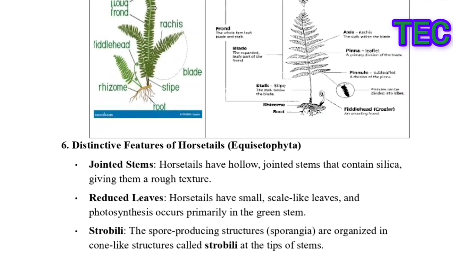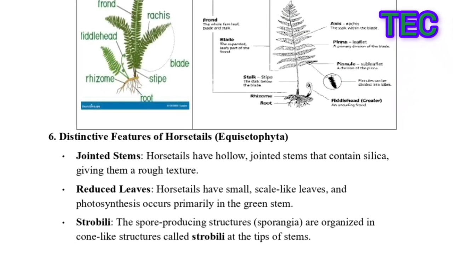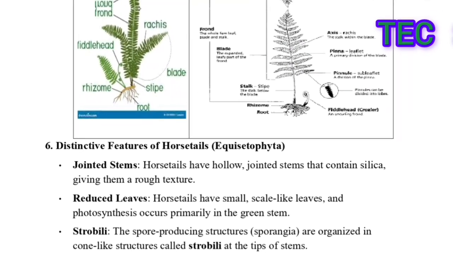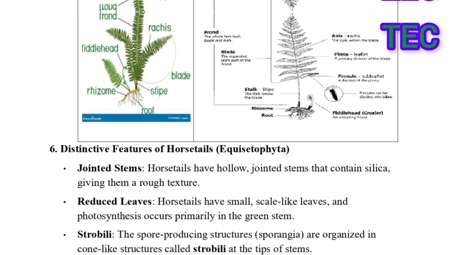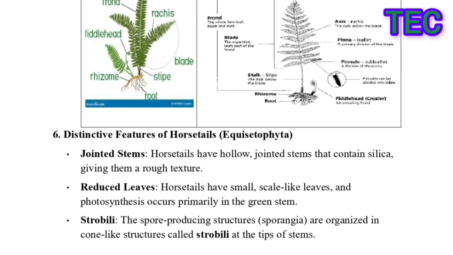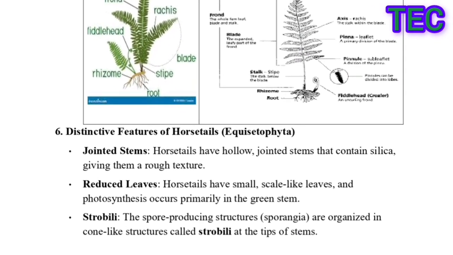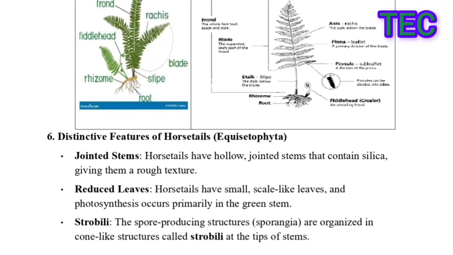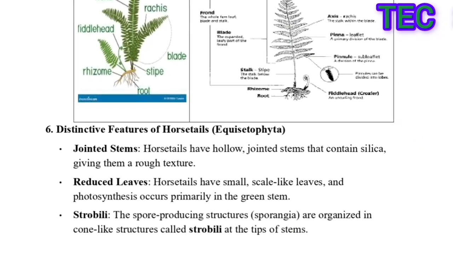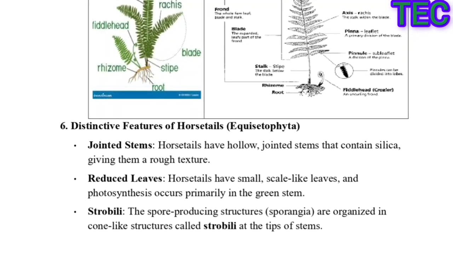Now, let's look at the distinctive features of the horsetails. The Equisetophyta is under the class Equisetopsida or division Equisetophyta. Now, jointed stems. The horsetails have hollow jointed stems that contain silica, giving them a rough texture. So if you touch that particular horsetail, in some environments, it is very rough. The silica gives them a rough texture. Then reduced leaves.